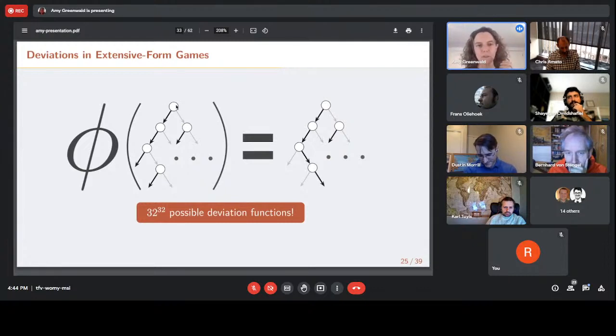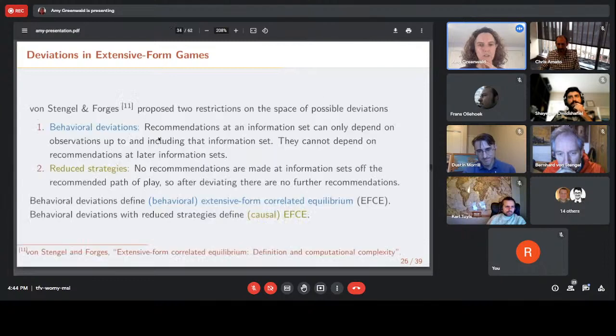You can't give me up here at the beginning of the game a recommendation which is a full strategy, because that's giving me more information about things that are happening later, which of course would be helpful, and we would learn correlated equilibrium with that information. But that's too expensive. So when I'm here in the tree, I can only look at recommendations that arrived earlier. I can only condition on earlier information. That's the idea of behavioral deviations.